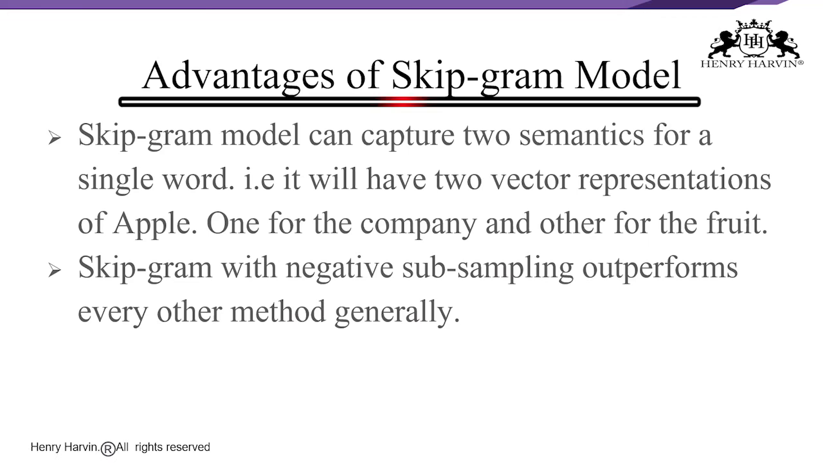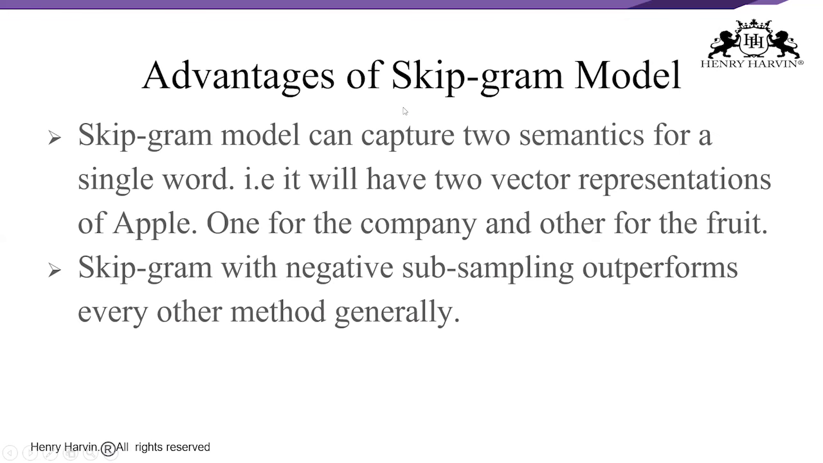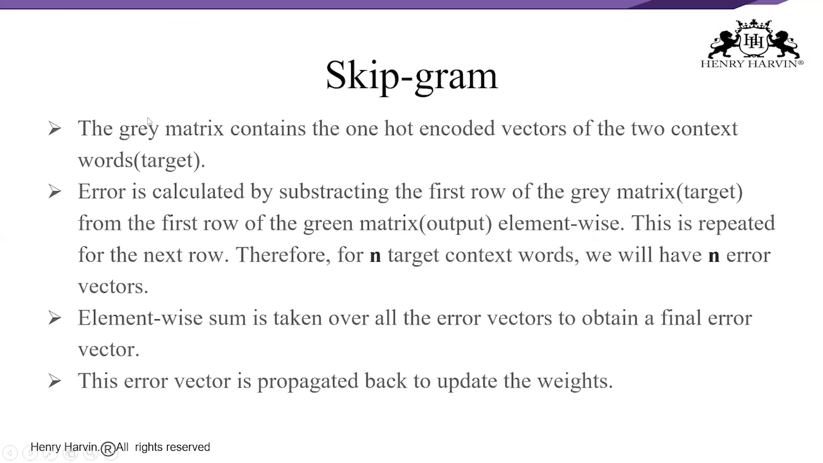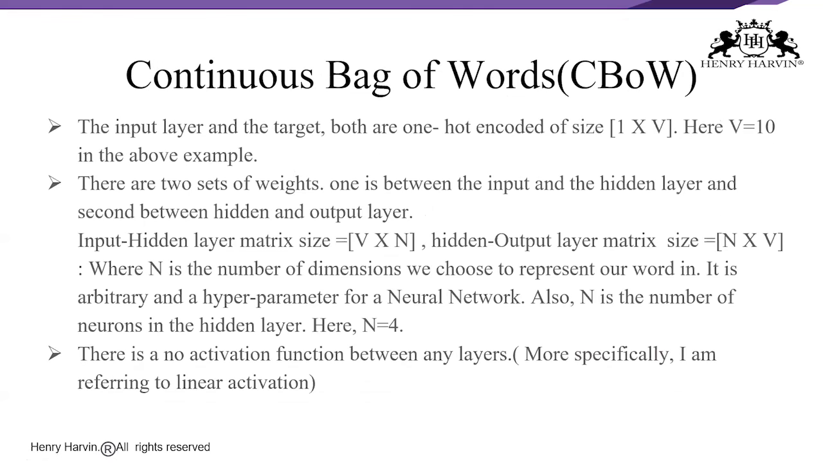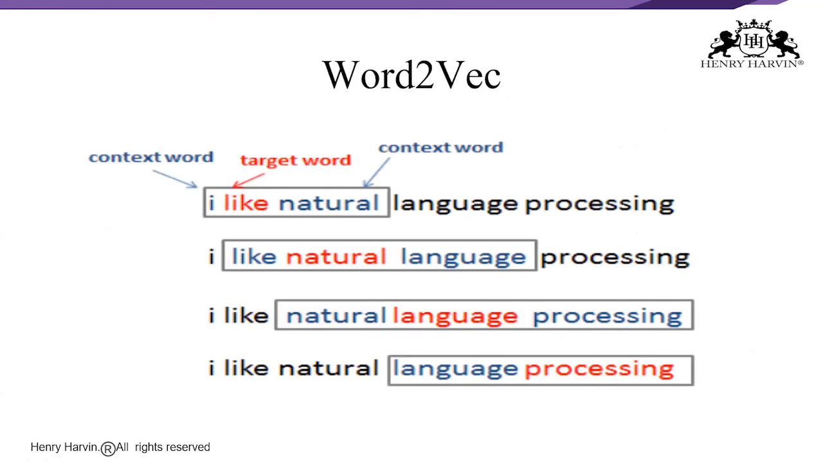So I hope this is clear to you. We have seen Word2Vec, CBOW, skip-gram, and basically the n-gram model.